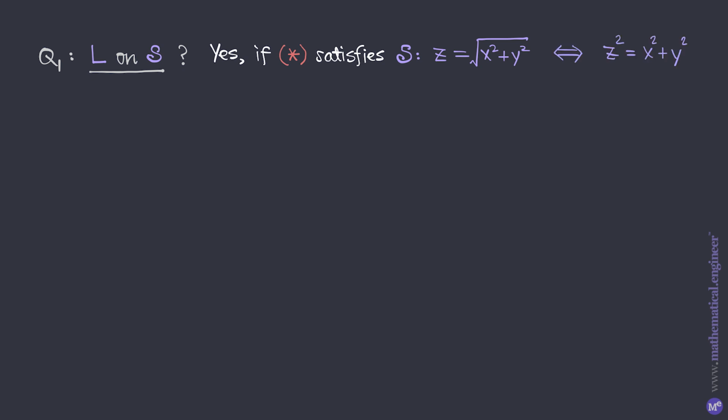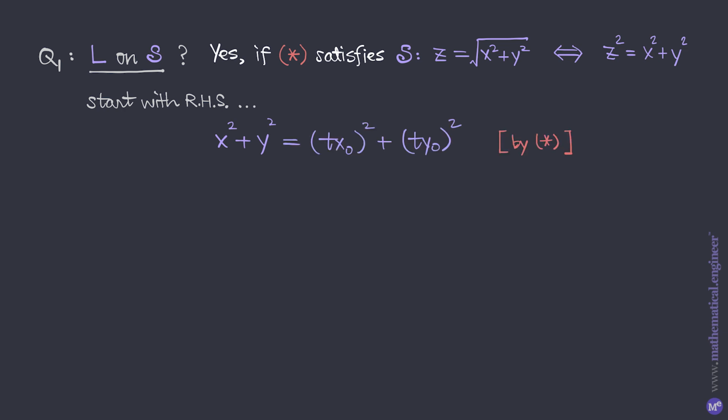First of all, is the ray L on the surface S? If that's the case, the coordinates of any point on the ray must satisfy the equation of the conic surface S. It would be equally good enough to show that the coordinates satisfy z squared equals x squared plus y squared. That would be easier to work with. Now, let's start with the right-hand side of the equivalent equation of the conic surface, x squared plus y squared. Plugging in the x and y coordinates of an arbitrary point on the ray L, we would like to see if we could turn this resulting expression to the left-hand side, which is z squared.